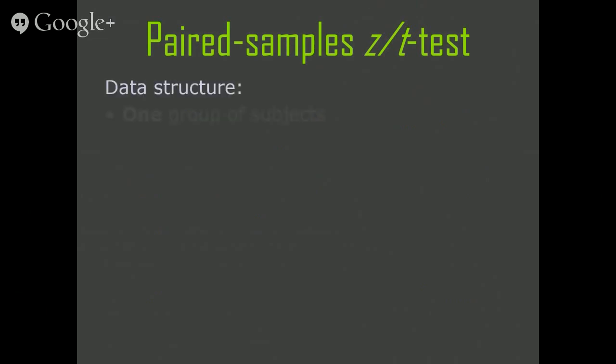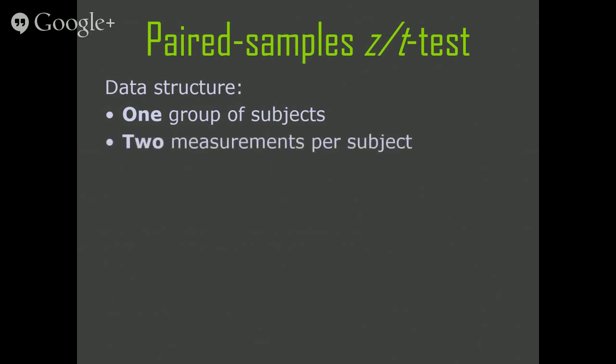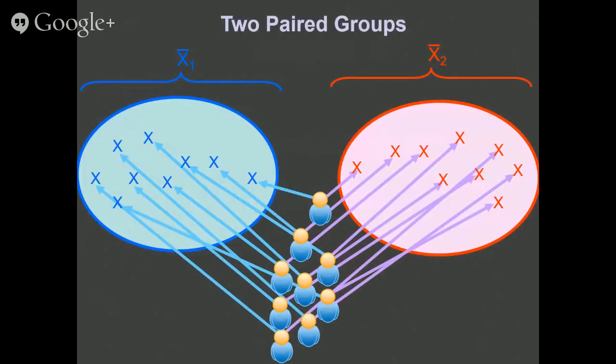So your data structure is el numero uno important. You don't use this unless your data is set up in a paired manner and your research hypothesis requires you to use this structure to deal with your data. So you have to have one group of subjects, two measurements per subject, therefore having two groups of observations. So this is the setup, as we saw in a previous lecture on just t-tests or two sample mean tests in general. You have to have one group of participants, and each participant provided you with two observations.